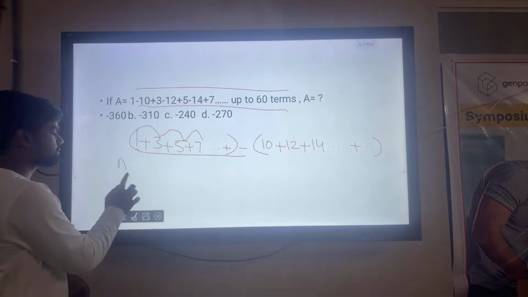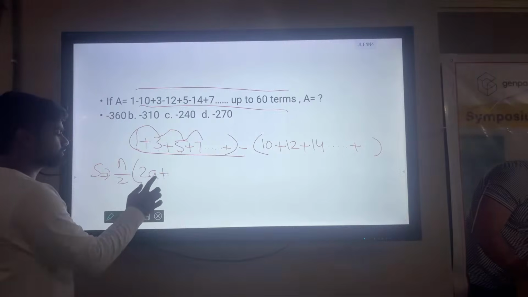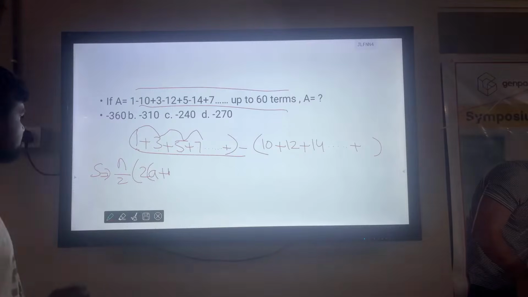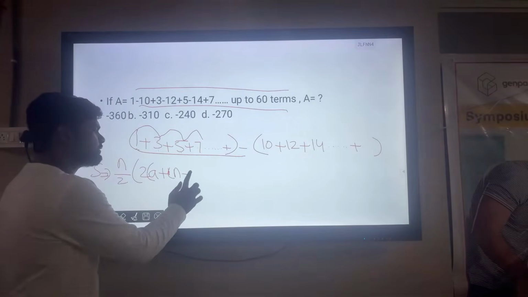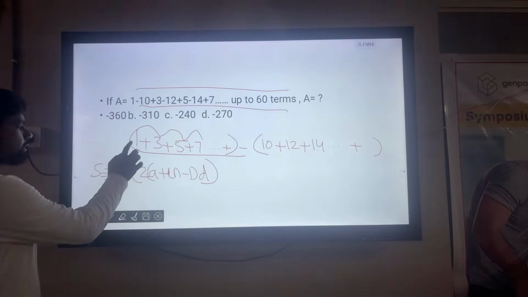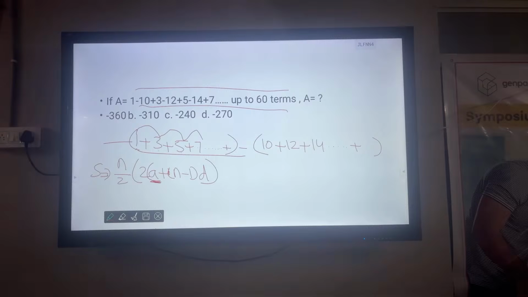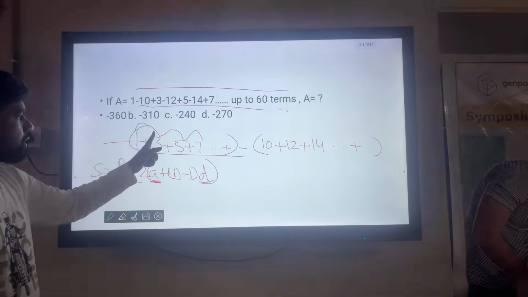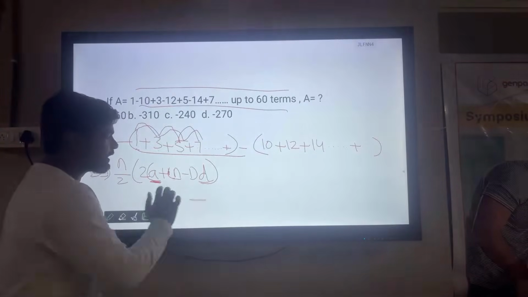Sum is equal to n by 2 into 2a plus n minus 1 into d. The first term a is 1 now. How many terms are there? 30 terms. The difference is 2 for every element. So identify and you will get the value here.